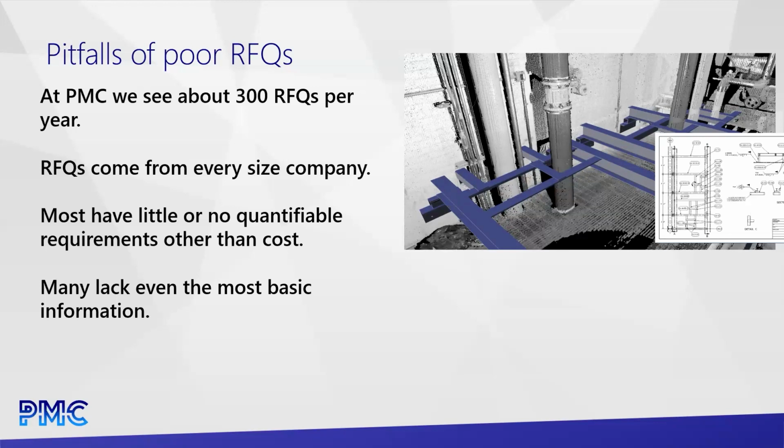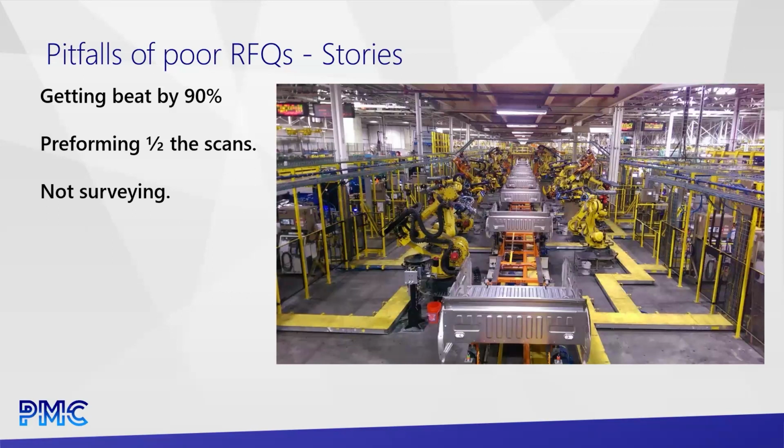And then many lack even the most basic information, right? We get an address and are asked what it will cost to scan. Well, that's fine if it's a one-story building that's easy enough to measure from Google Earth and is pretty standard. But most buildings are a little more complicated than that, and we need a little more information. So, some stories on things where we have lost work because of, quite frankly, bad RFQs.